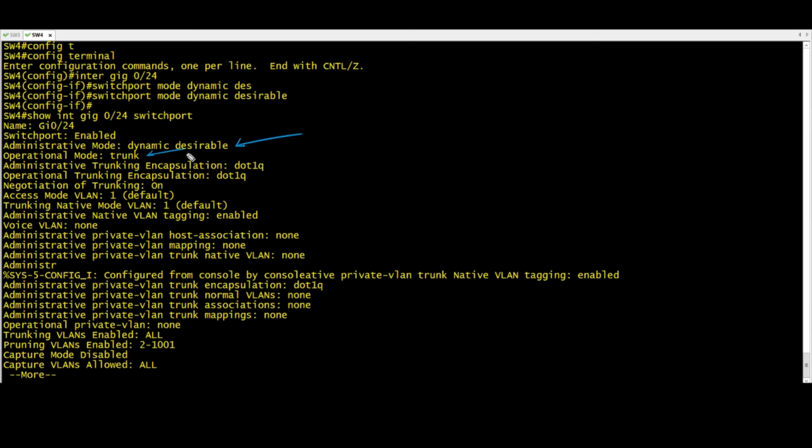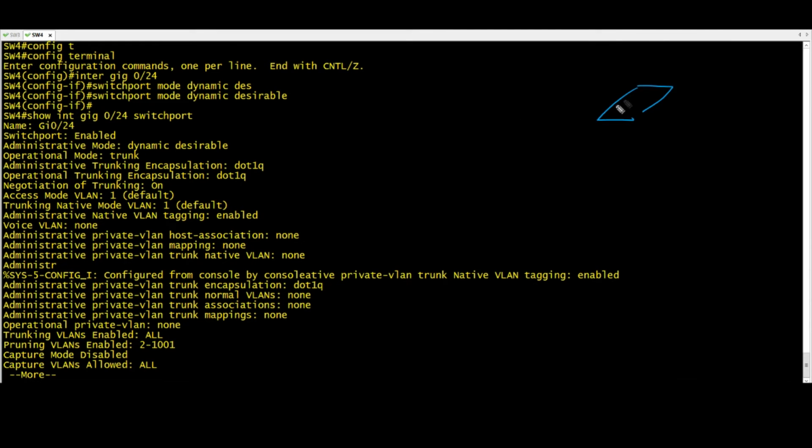So DTP is a very straightforward protocol. There's a few variations, but it's important that you understand what variations will successfully form a trunk and which variations will not form a trunk, and that it is on by default and what it's trying to achieve. The other thing to keep in mind is it is considered a security concern in some areas.